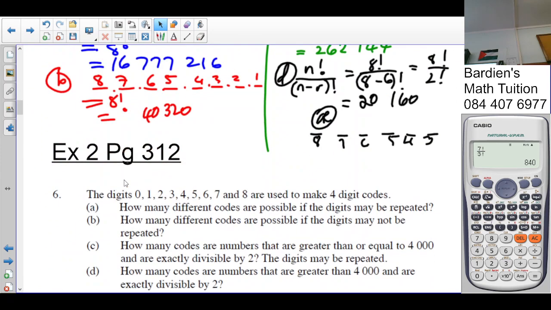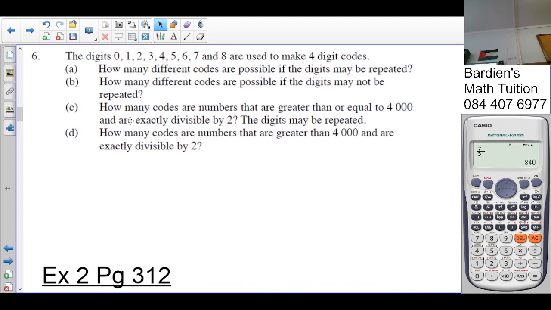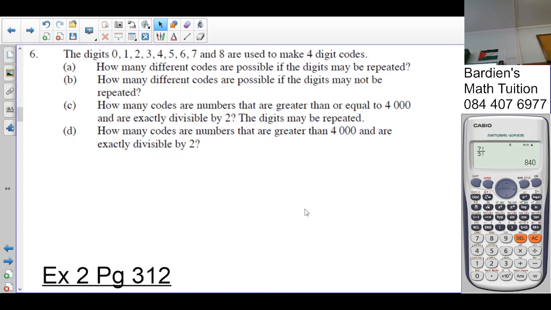Number 6, the digits 0, 1, 2, 3, 4, 5, 6, 7 and 8. What is not there? 9. So how many digits are there? There are 9 digits, okay? I used to make 4-digit codes. So in the first case, 6A. How many different codes are possible if the digits may be repeated?